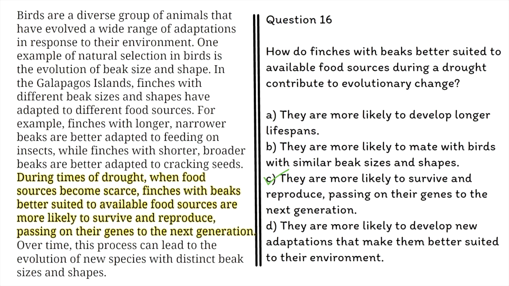This is because they are better able to obtain food, which gives them a competitive advantage over finches with less suitable beaks. As a result, the genes that determine beak size and shape are more likely to be passed on to the next generation, and the frequency of these genes in the population will increase over time. This process is called natural selection and can lead to the evolution of new species with distinct beak sizes and shapes that are better adapted to their environment.